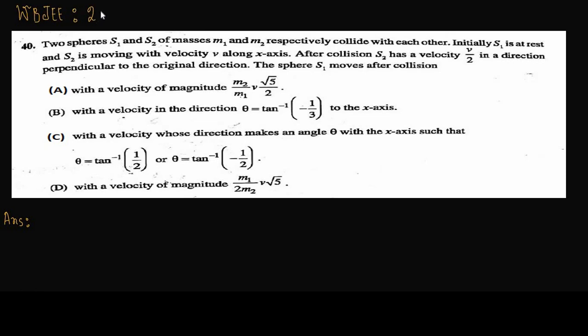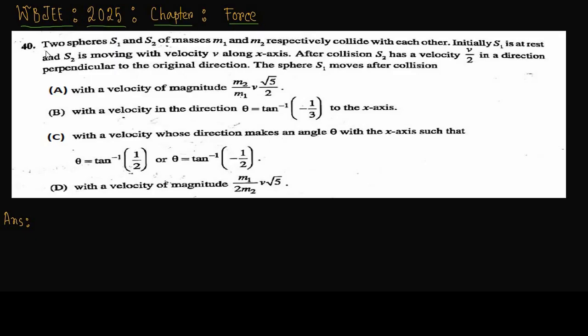WBJEE 2025. Name of the chapter is Force.